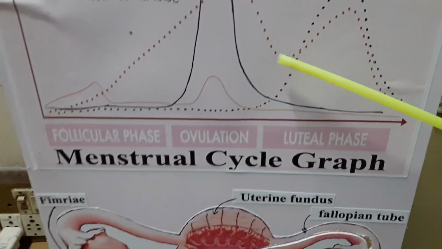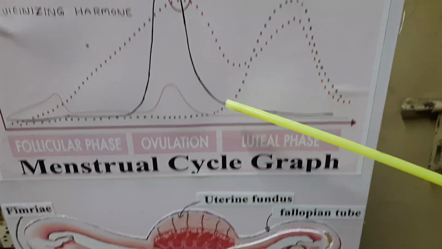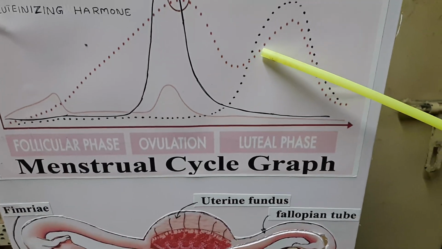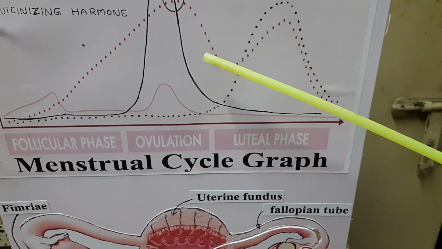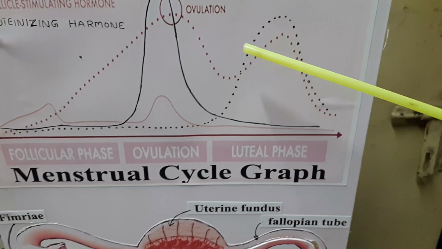Luteal phase. In this phase, the levels of luteinizing hormone and follicle stimulating hormone decrease. This is the follicle stimulating hormone, and this is the luteinizing hormone, whose levels decrease during the luteal phase.